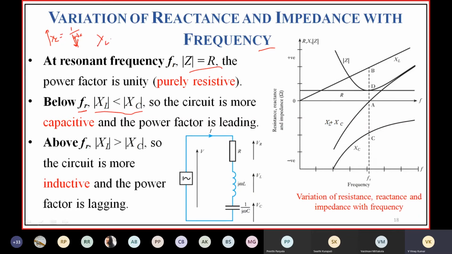Whereas XL is equal to 2 pi FL. If frequency is low, XL will be low. So that's why below FR, below resonant frequency, XC is greater than XL. Above resonant frequency, XL is greater than XC. So the circuit is more inductive and the power factor is lagging.